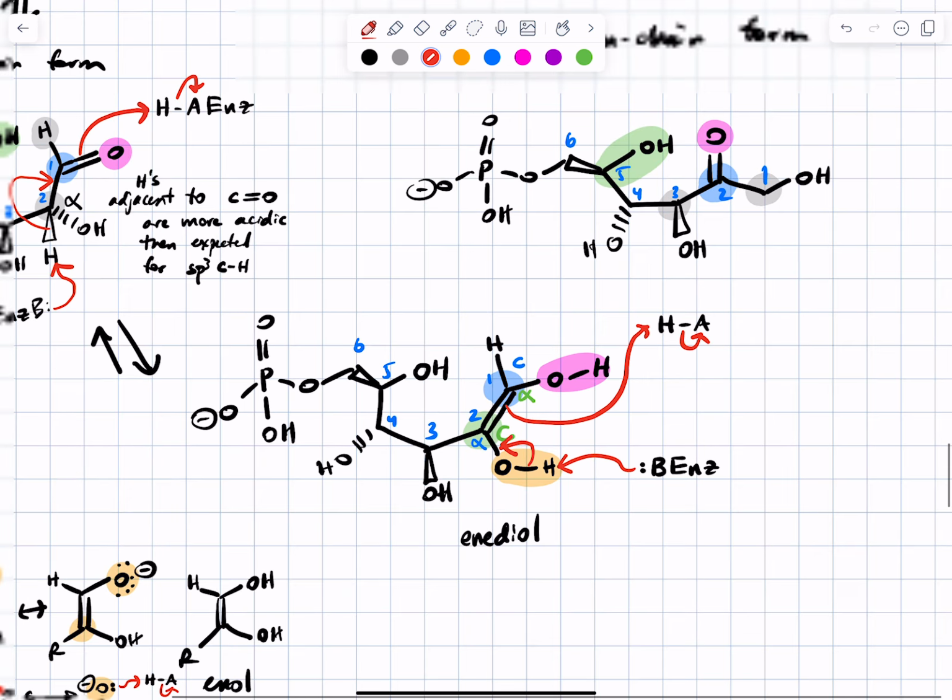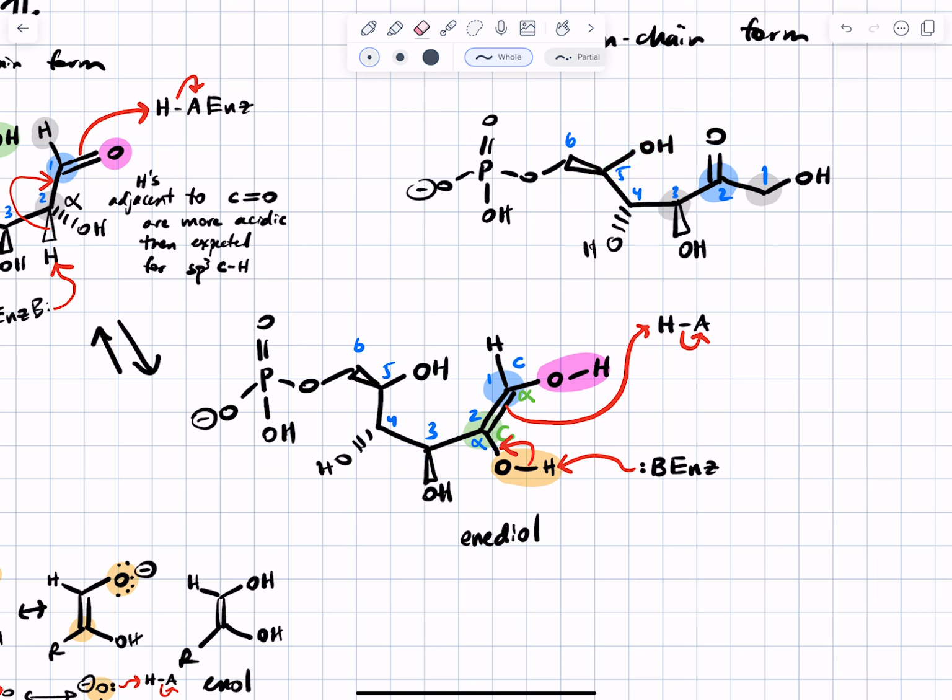What does that do? Now I need to change the colors I used for fructose, but if you're following along, this is where the pink oxygen ended up. This is where the aldehyde carbon ended up. My green carbon is now the carbonyl carbon, and my orange oxygen is now the carbonyl oxygen, all by proton transfer steps. The idea is that ene diol is a key intermediate that can tautomerize in two directions.